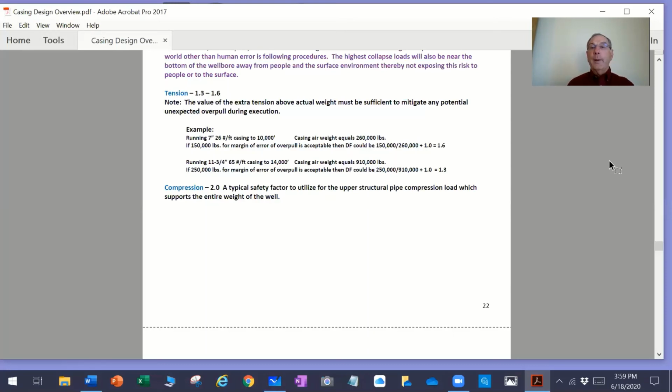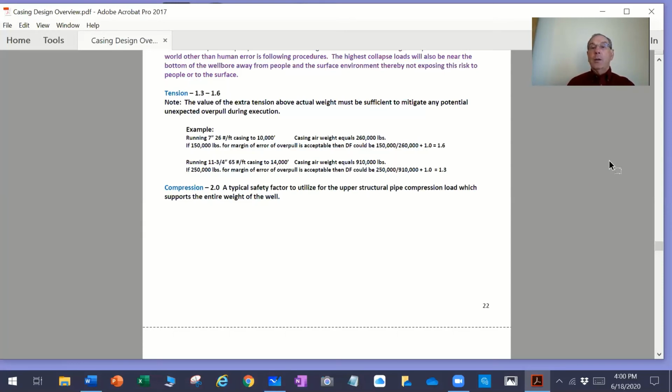For compression, we typically use a safety factor of 2. A typical safety factor is to utilize for that upper structural pipe compressional load, which supports the entire weight of the well. The last thing we want to have happen is to be drilling a 25,000 foot well, and then we have reached 25,000 feet, run our production liner on the well, then we run in a production tieback string, casing on the well, and we run that casing, we land it, and then the whole wellhead assembly falls down 4 feet. That's a really, really bad day.